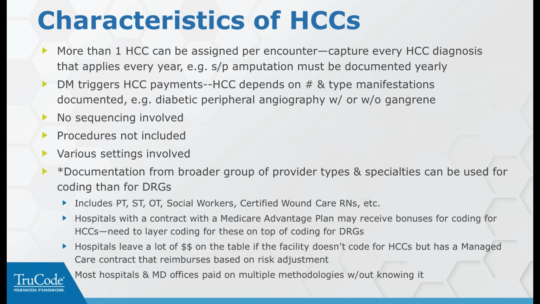The diagnosis of diabetes mellitus triggers a lot of HCC payments, but again, the particular HCC is going to depend on whether the patient has diabetic complications, how many, and what type those are. So specificity of those diagnoses is going to be very important. As you can see there, diabetic peripheral angiopathy with gangrene is going to count for more in risk adjustment, obviously, than for a patient that does not have gangrene. No sequencing is involved in the HCC assignment like there is in a DRG. It also does not involve procedures.